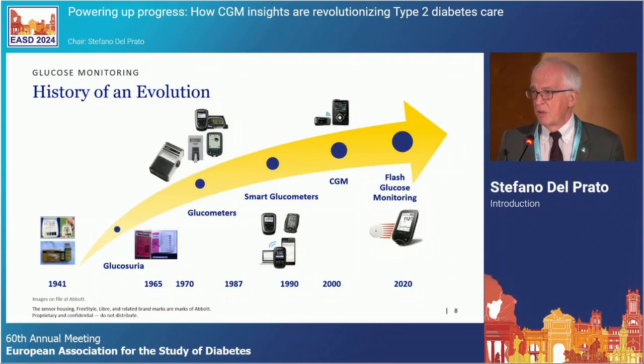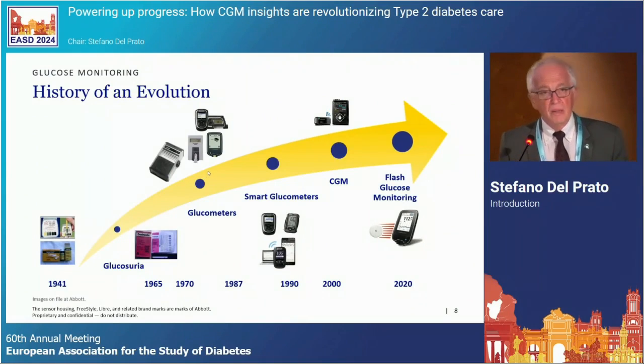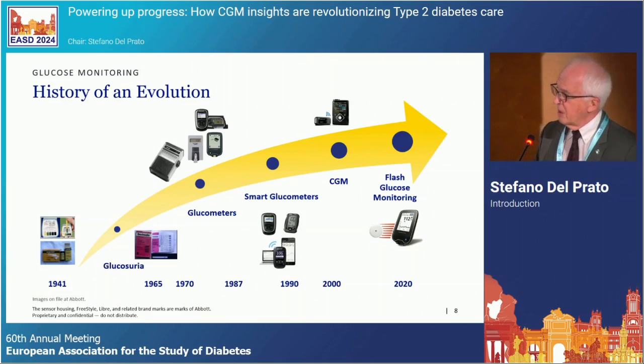We started off with measuring glucose in the urine, then we started measuring glucose in blood by colorimetric system, and then we have the meters, and the meters have evolved to smart meters, and then continuous glucose monitoring, the flash glucose monitoring. It has been an incredible revolution. It's also a revolution not just in terms of technology, but also in terms of the concept.